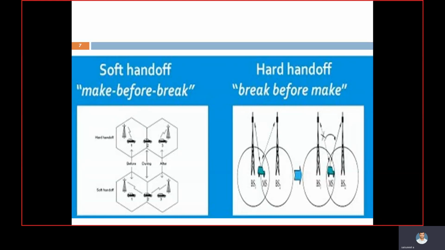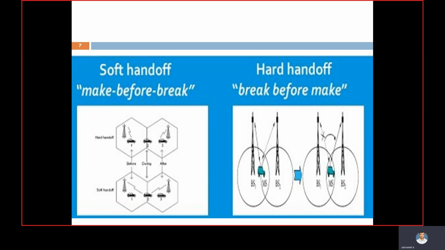You can use both channels, the previous base station channel and the new base station channel. Both channels can be used. Once you have perfectly taken the new channel, you break the previous one. Otherwise, don't break. But in hard handoff, you first break, and only then take the new channel. That is the difference between soft handoff and hard handoff. Next, the third one is softer handoff. Where exactly can softer handoff be used?